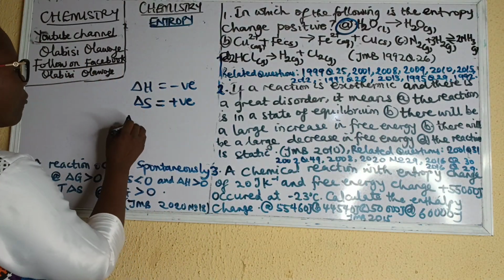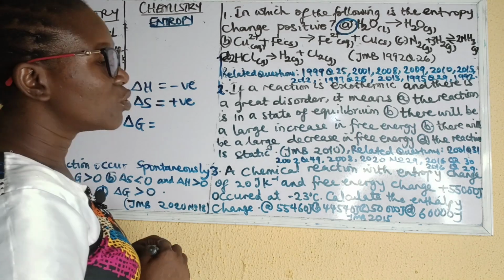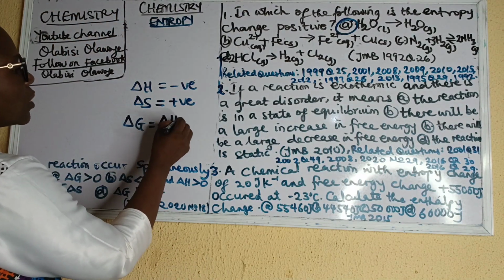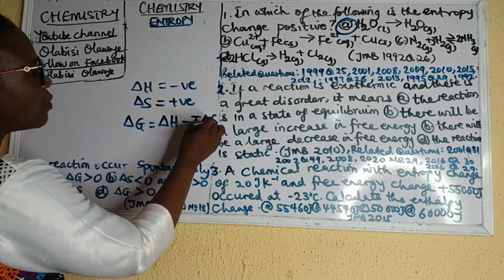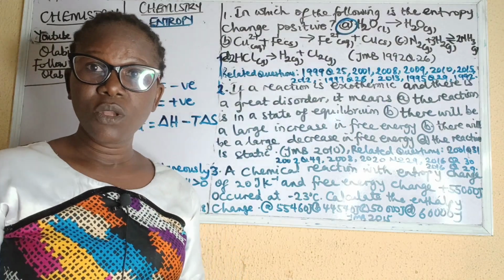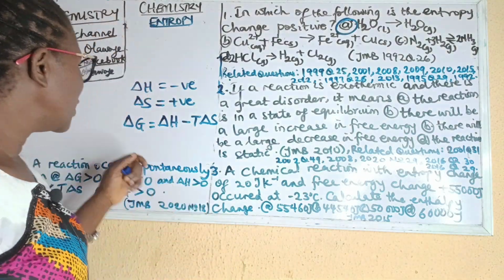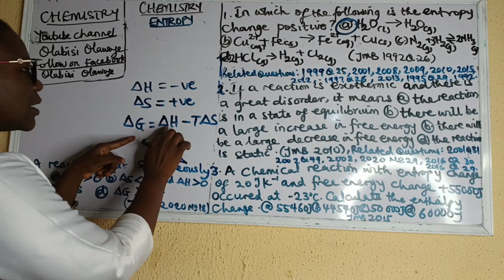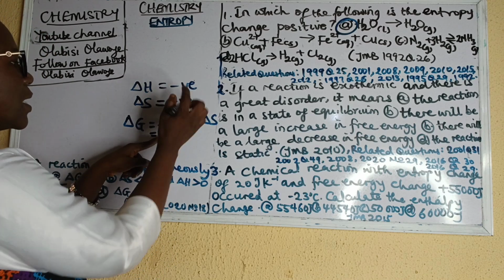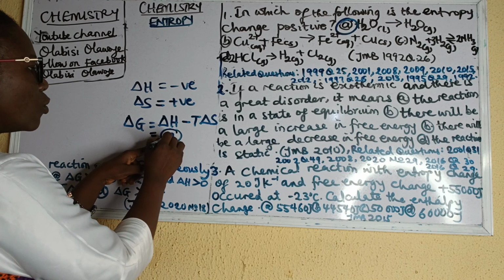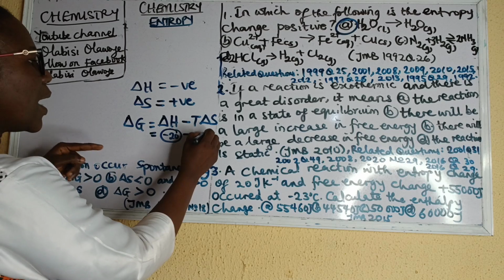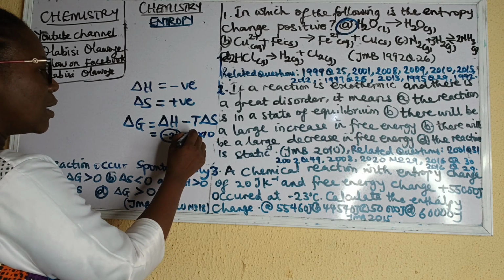For the free energy of a reaction to be decreased, I'm going to use this shortcut: delta H minus T multiplied by delta S. That is the free energy. Now for a reaction to be spontaneous or occur easily, the free energy must be negative. How do we get this to give us a negative answer? It means delta H must be very low, like negative, as in minus 20. Then the entropy must be very high, like 10 multiplied by 15.